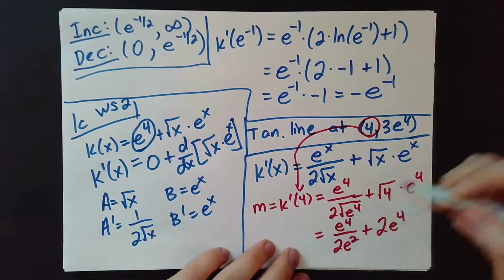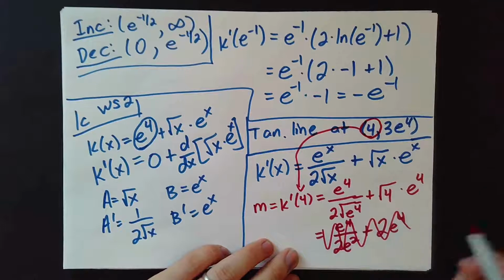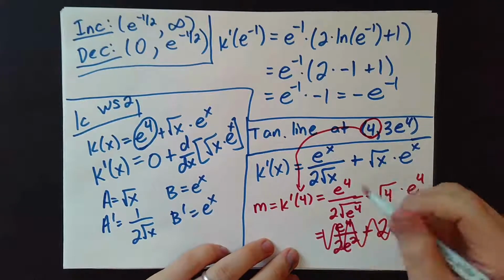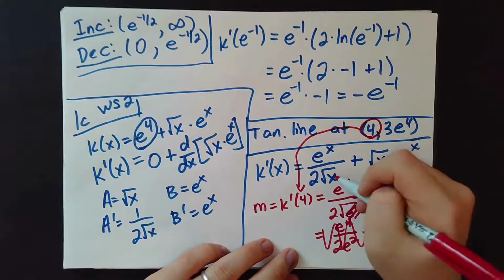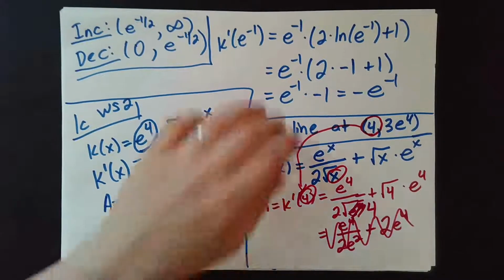Oh, I plugged in the wrong number. I was like, this is not going to get me the right answer. Here I plugged in e to the 4th for x. I was not supposed to plug in e to the 4th for x because e to the 4th is not my x. 4 is my x. So rewind.